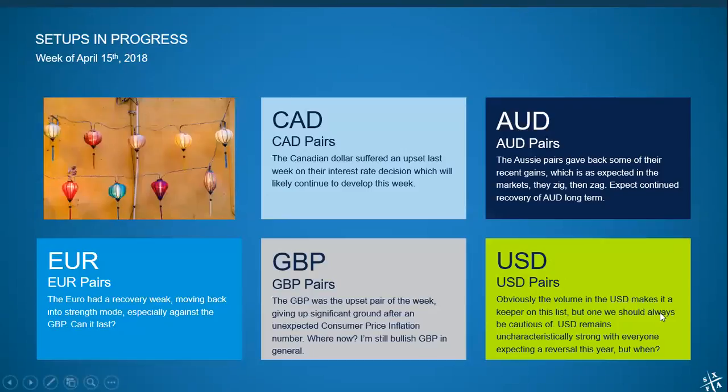For the USD pairs, obviously, the USD is always going to be on this slide. Why? Because of the volume. The volume of trade in US dollar, it is the world reserve currency. So the volume of trade outpaces every other currency. It's always going to make it onto my radar.